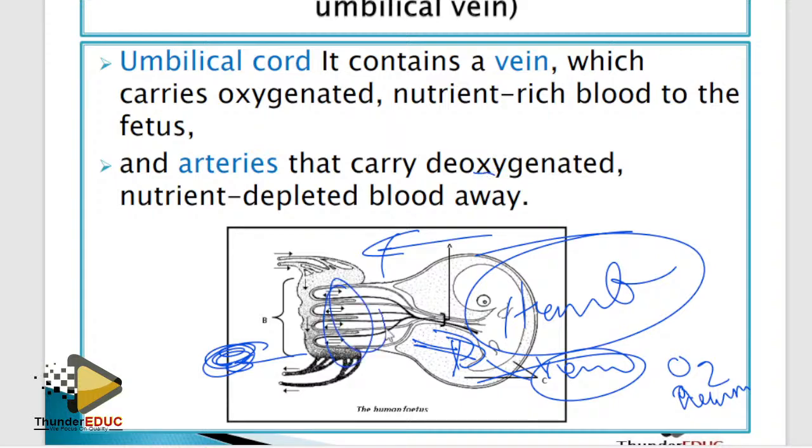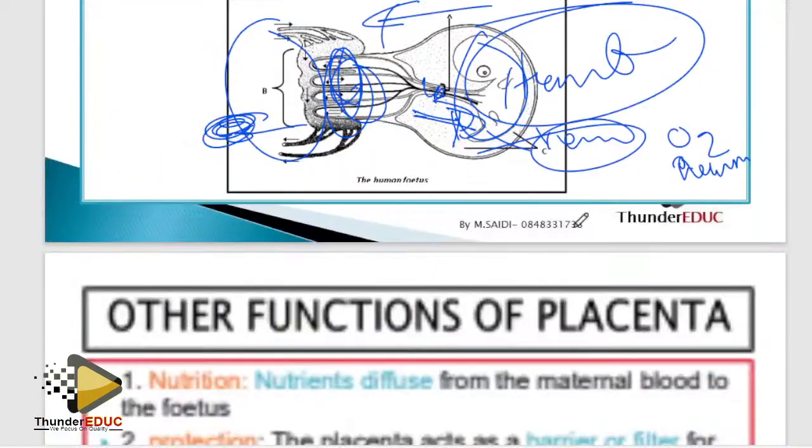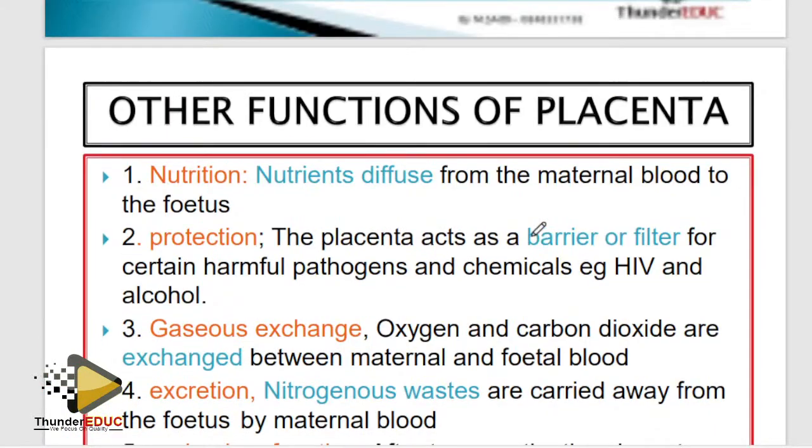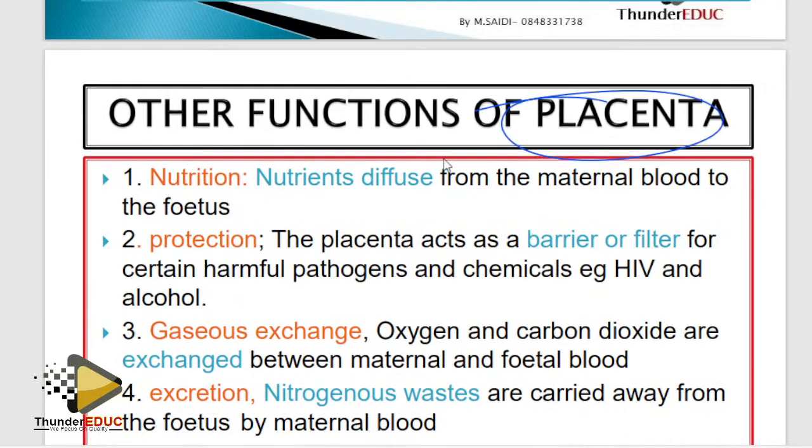This is a placenta, this is the umbilical cord, this is the fetus, this is the mother's. Done. Guys, no, two functions of the placenta. Nutrition, protection, gaseous exchange, excretion.